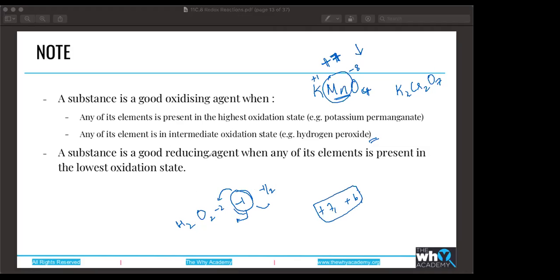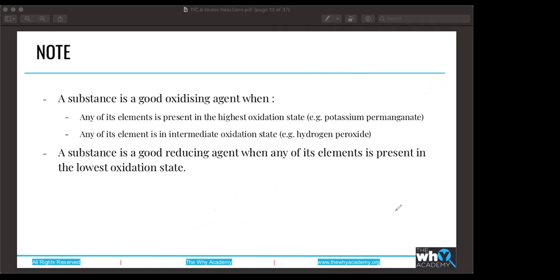And a substance is a good reducing agent when any of its elements is present in the lowest oxidation state. If it is in the lowest oxidation state, there is no other way than to increase its oxidation state if it has to change.